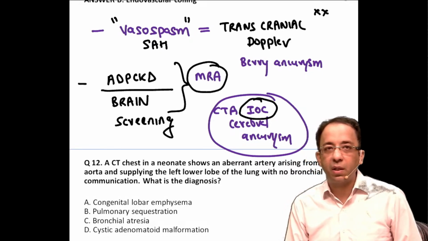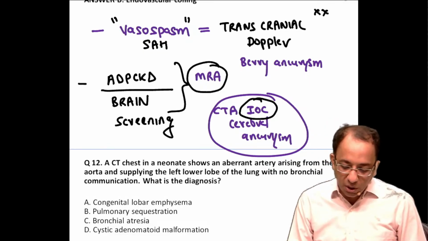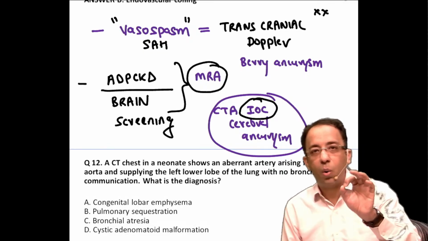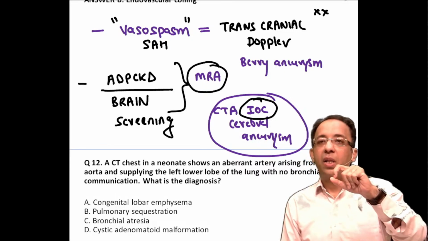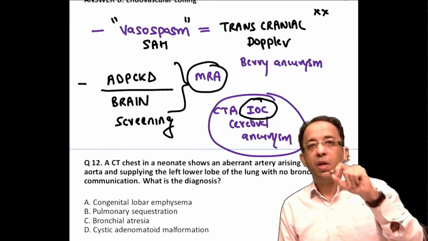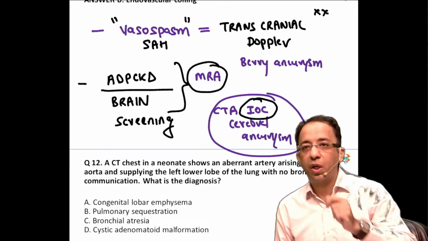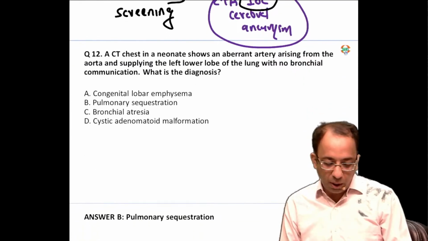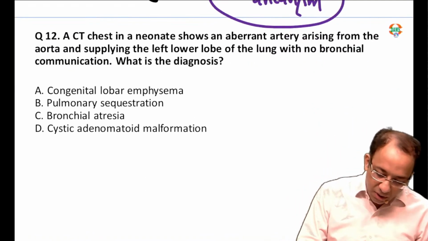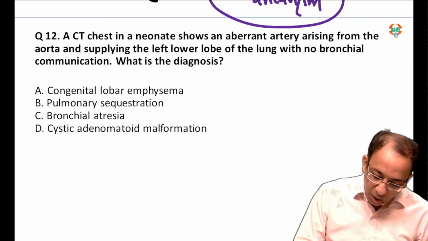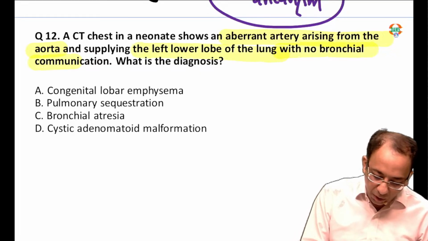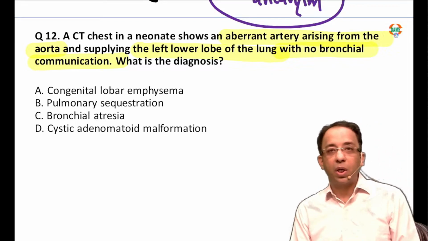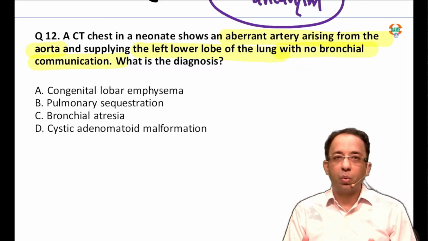Are you able to do it, beta? Okay. So these are some possible questions on the topics that they have asked. Now I will show you a topic that I am predicting now, that they'd like to integrate anatomy with radiology. Clear? Okay, beta. Let's try. A chest CT in a neonate shows an aberrant artery arising from aorta supplying the left lower lobe of lung with no bronchial communication. Can you tell me what condition am I talking about?